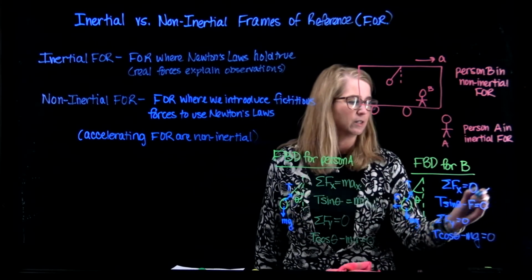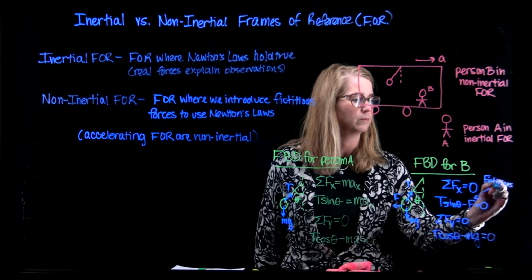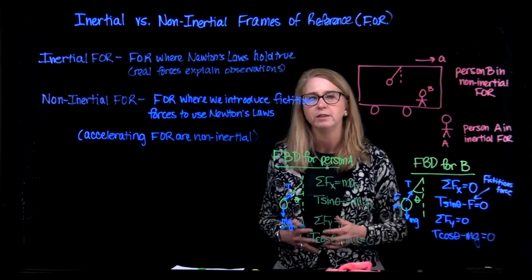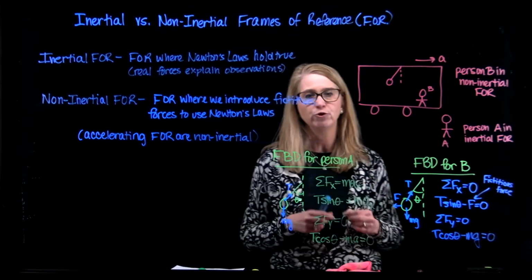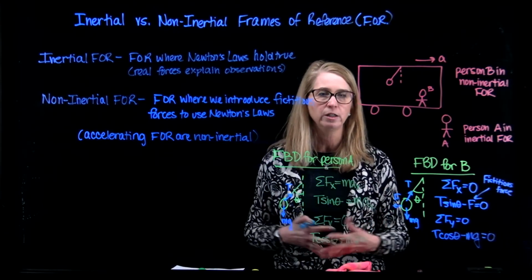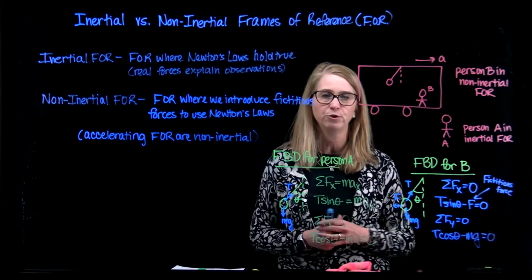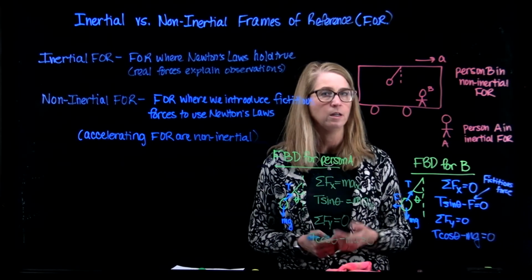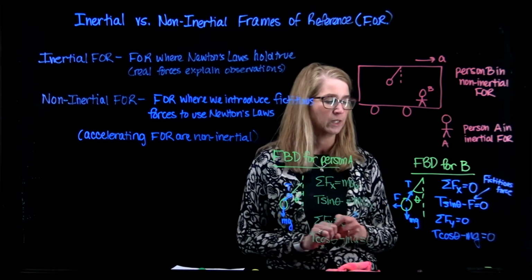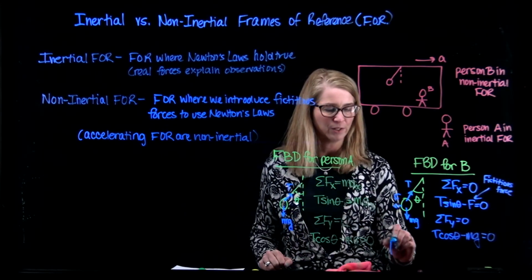And so this is a fictitious force. It's fictitious because the person in the non-inertial frame of reference had to introduce it in order to make his Newton's second law work, because he couldn't observe any acceleration, but he did see that ball being deflected. So he had to introduce a force. He wasn't really sure what it was, but it must be there because he sees evidence of it, again, because of the ball's deflection.